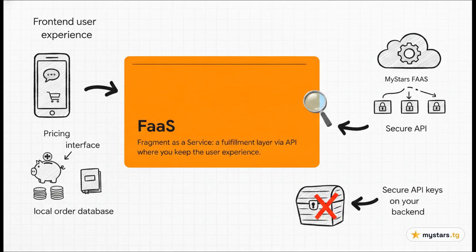Your product, whether that's a Telegram bot or a mini app, keeps total control over the front-end user experience, the pricing interface, and your own local order database. Meanwhile, the MyStars FaaS acts as this invisible fulfillment layer working behind the scenes. It exposes the workflow for quoting, checking recipient eligibility, and creating orders through a secure API. This brilliant architecture ensures your API keys stay completely secure on your backend, completely separated from the client-side front end.